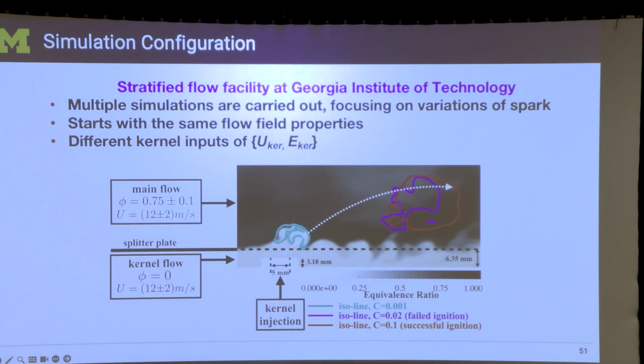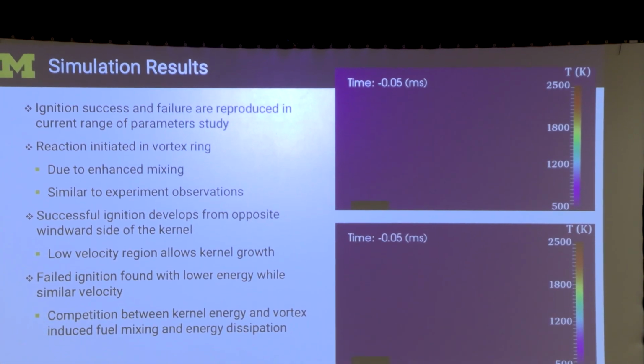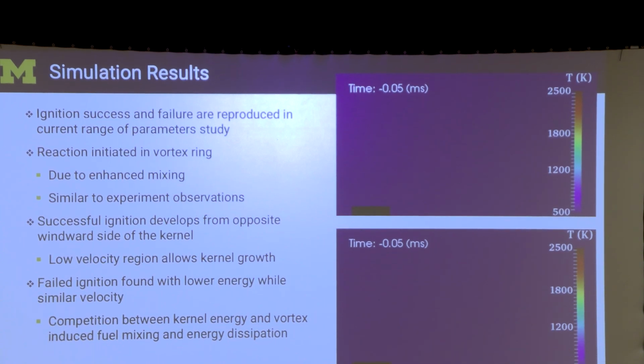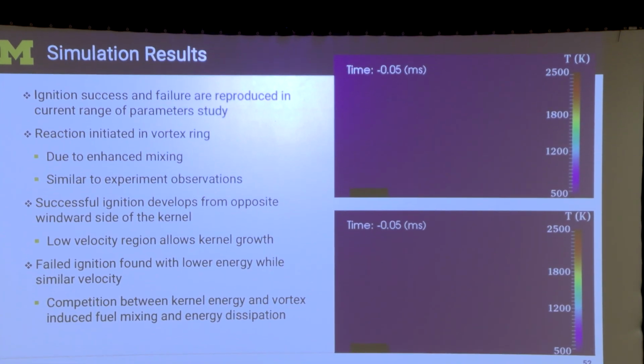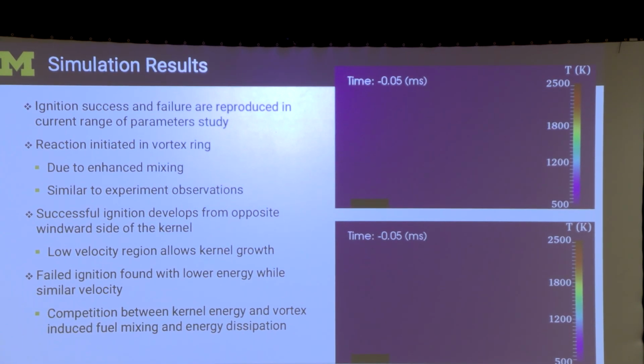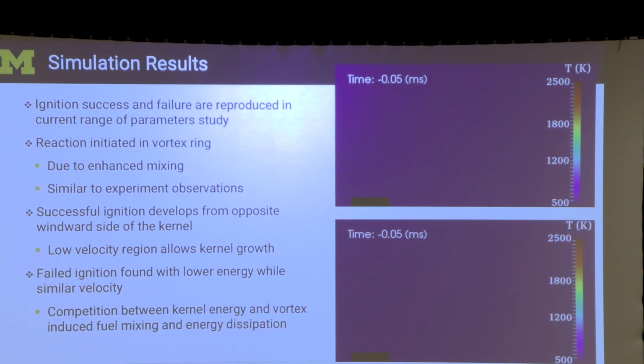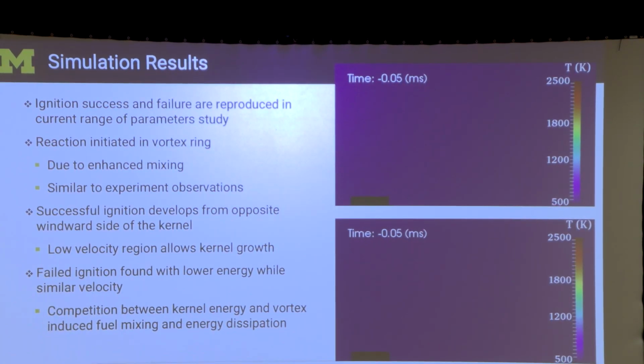I'll skip this for the moment. So there are two frames here. I don't know which one ignites and which one does not. They are identical simulations, no changes to models in either one of them. What has changed between the top and bottom is that the boundary conditions are a little bit different. So in one, it's a different realization of the turbulent flow, and also the pulse discharge is different.